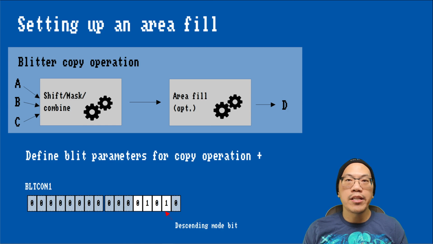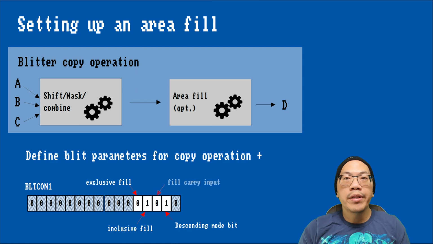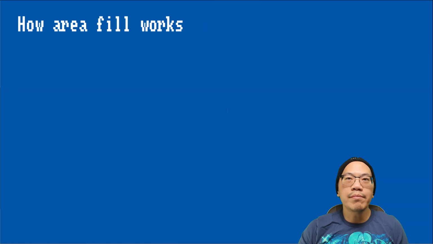Then there are two bits that specify that we actually want to perform an area fill, and those are the exclusive fill enable bit and the inclusive fill enable bit. Depending on our needs, we set either one or the other. The fill carry input bit is another parameter that controls how the area will be filled. I've prepared a couple of animations to help understand how area fill works.